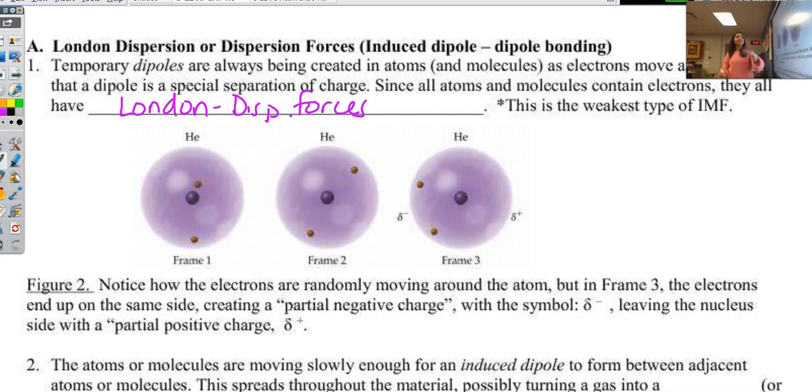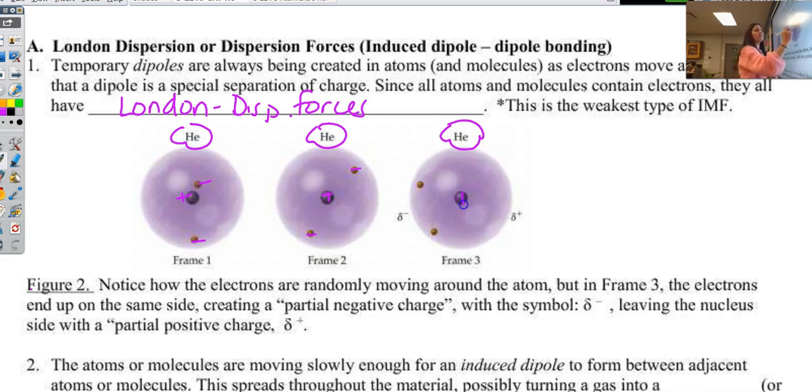Okay, and this is the weakest type of IMF. If you take a look at frame 1 versus frame 2 versus frame 3, we have helium, just helium, and it's supposed to be like at 3 moments in time. Okay, but what's going to happen here is, first, we have the nucleus, which we know is charged positive, and the electrons are charged negative. Then in this frame, the electrons are just moving, right? Because the electrons don't stay in one place.